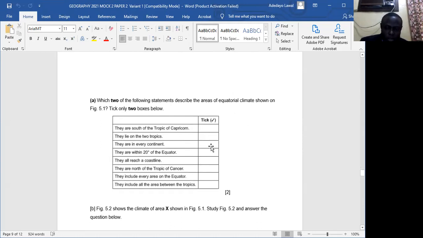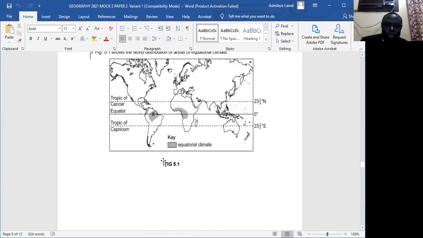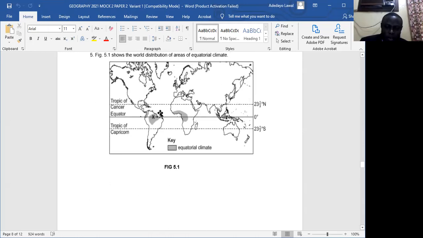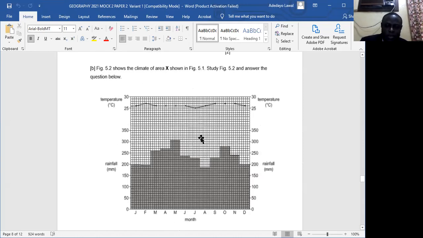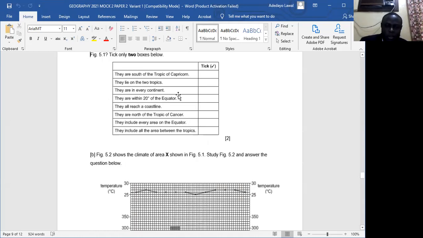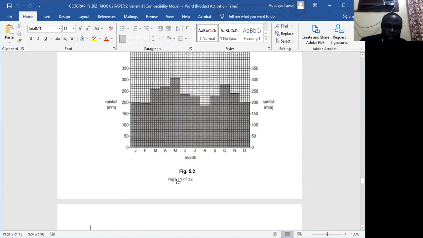They all reach a coastline. Do they all reach a coastline? Let's check. This reaches a coastline. This reaches a coastline. This, yes, this is a coast. And here too, they are all coasts. So they all reach a coastline. That is correct. So you take this and this. Okay. Now let's move on fast.